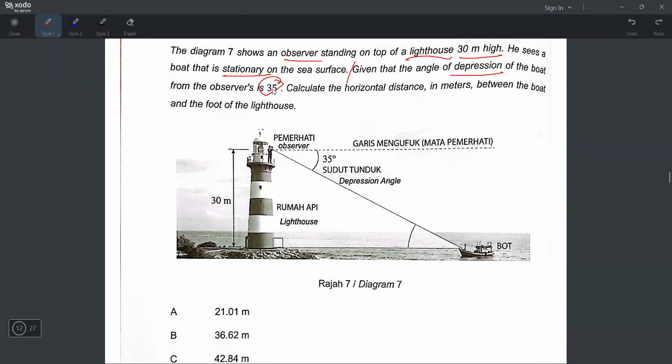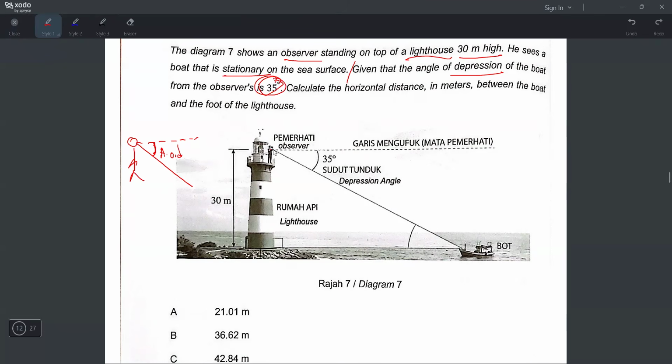So we learn about angle of depression in the KBSM syllabus. Now they use the KSSM syllabus, right? But in KBSM back then, my time, there is a chapter dedicated for the angle of elevation and depression. So basically, angle of depression is the angle of looking down. And the way to label it is like this. First you draw the eye level and then you are looking down, and this is your angle of depression, AOD, let's call it. Okay, so the angle of depression of the boat from the observer is 35.